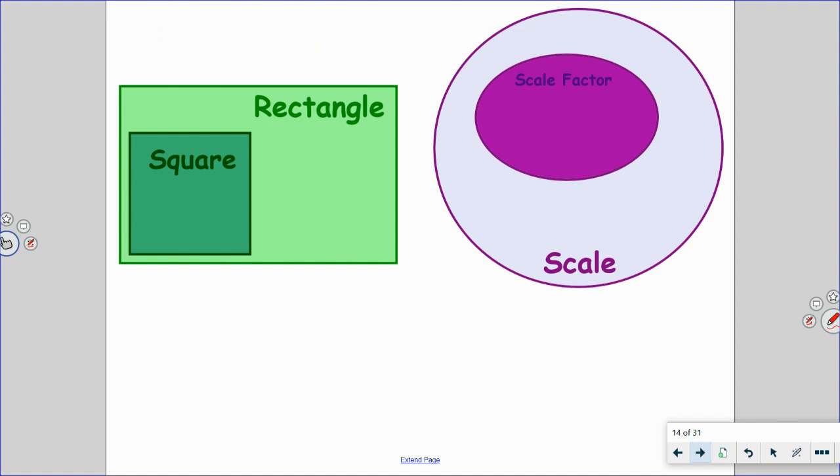I've used this analogy before. Remember that every square is a rectangle, but not every rectangle is a square. In like manner, every scale factor is a scale, but not every scale is a scale factor. Scale factors must have the same units, where scales may or may not have different units. The example we just used was inches to feet. That's a scale, but inches to inches or feet to feet, that would be a scale factor.